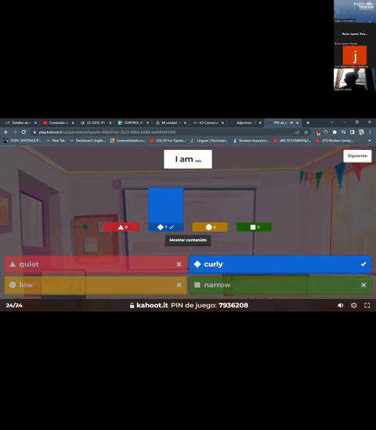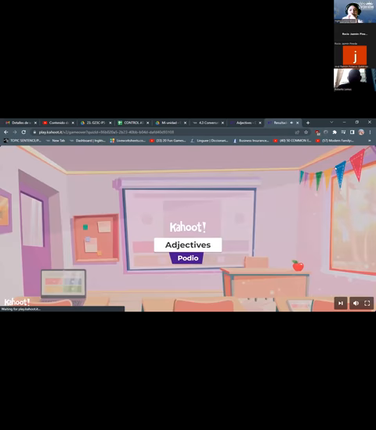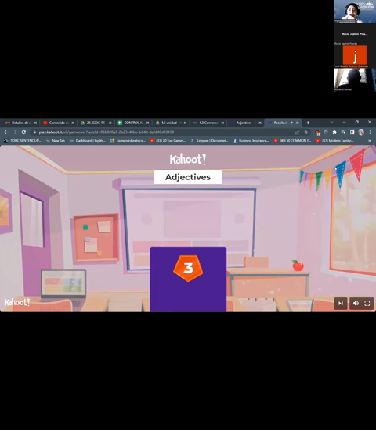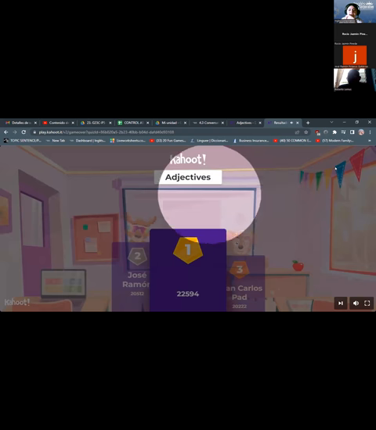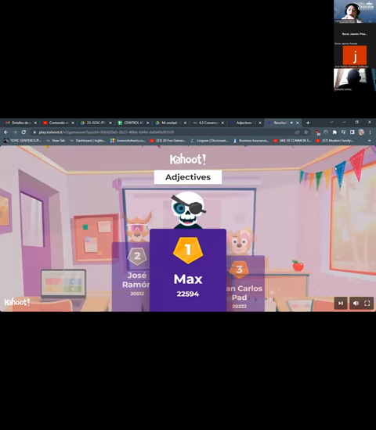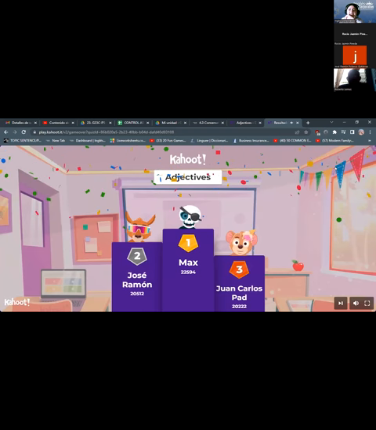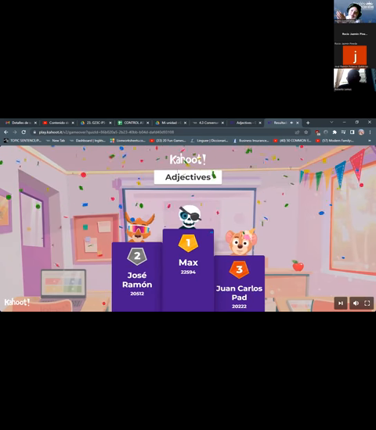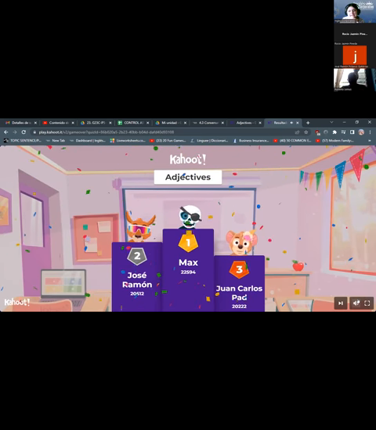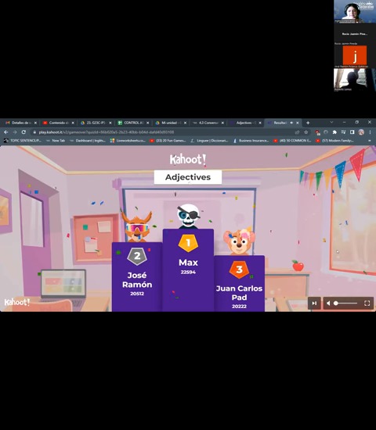It's curly. Bueno, vamos a ver la tabla de posiciones. We're going to see the positions, the places. Let's see the podium. Third place is for Juan Carlos. Second place, José Ramón. And the first place is for Max. And we have fourth place Kevin and fifth place Roberto. Good job, you guys. You did an amazing job. Yes, that was good, really good.